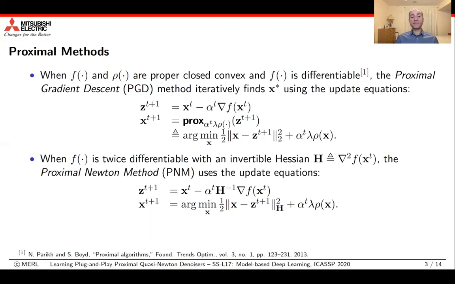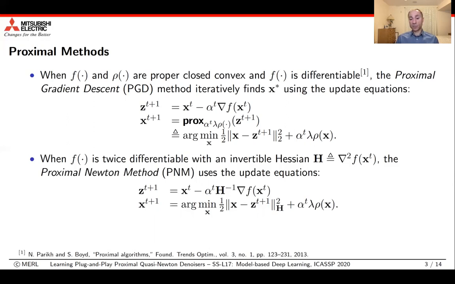Now, when f is twice differentiable and it has a Hessian that is invertible, in that case, a more efficient method would be to use the proximal Newton method, where in this case, z is computed by taking x, and you subtract from that H inverse multiplied by the gradient of f. And of course, this would be useful in the cases where it's easy to compute H and its inverse. However, if the computation of H inverse is computationally difficult, then there wouldn't be a big benefit in using these approaches.